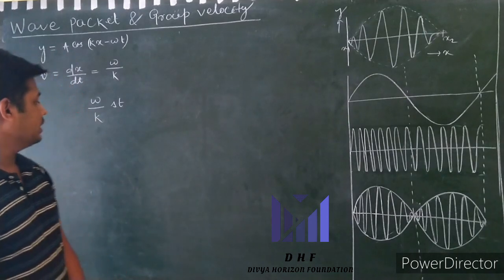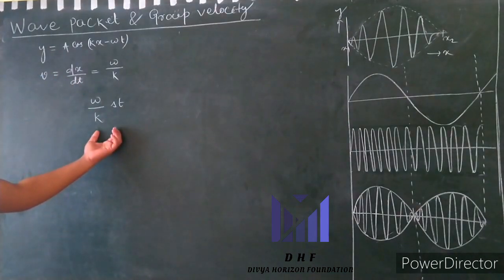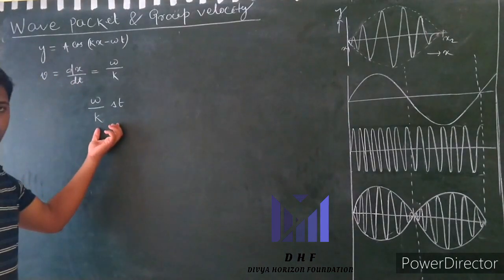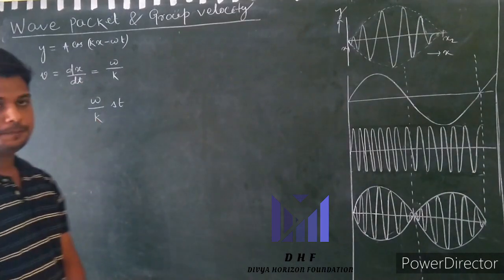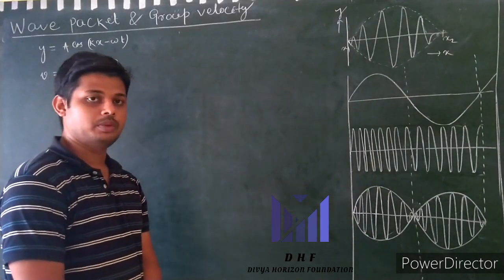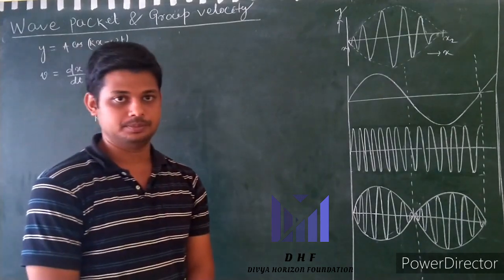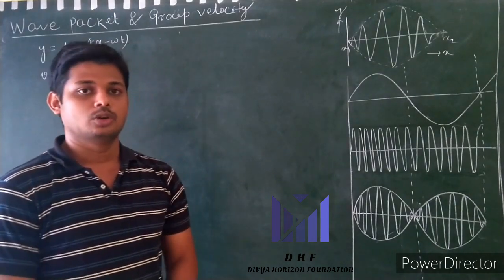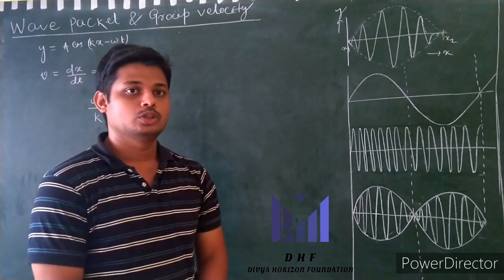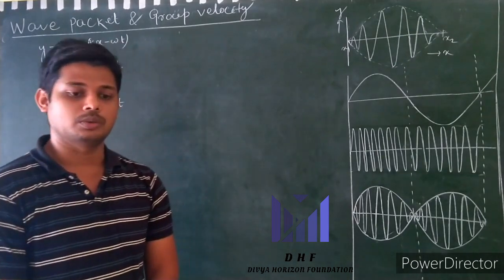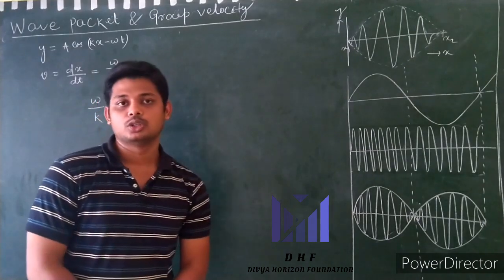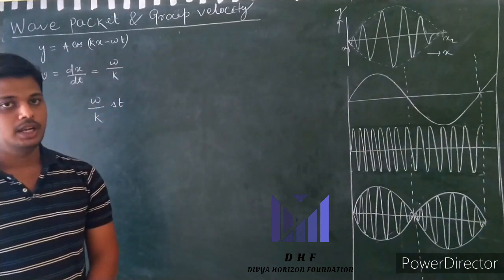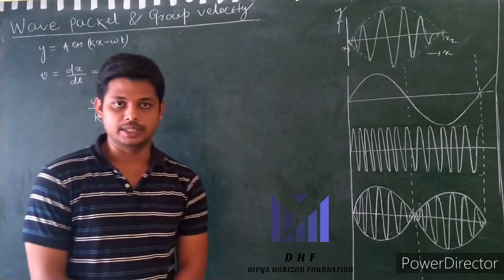As at time del t each monochromatic wave has traveled this much distance, they will also form a new wave packet, and we can say that the wave packet which we observe at time t is equal to 0 is completely shifted to a new wave packet at time t is equal to del t.